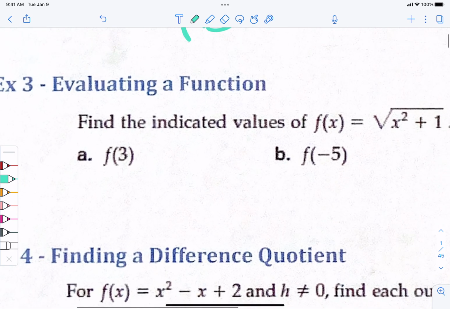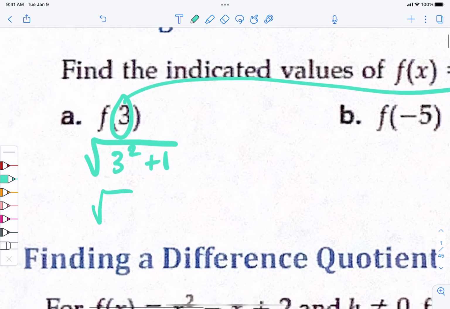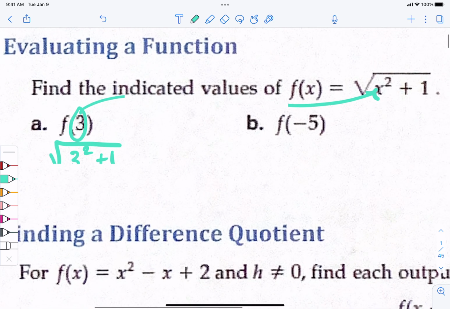So here we're plugging 3 in, right? We're plugging 3 in, and 3 goes in for x. So we have the square root of 3 squared plus 1. That is the square root of 10. Does it come out nicely? No, so we just leave it as the square root of 10, okay?